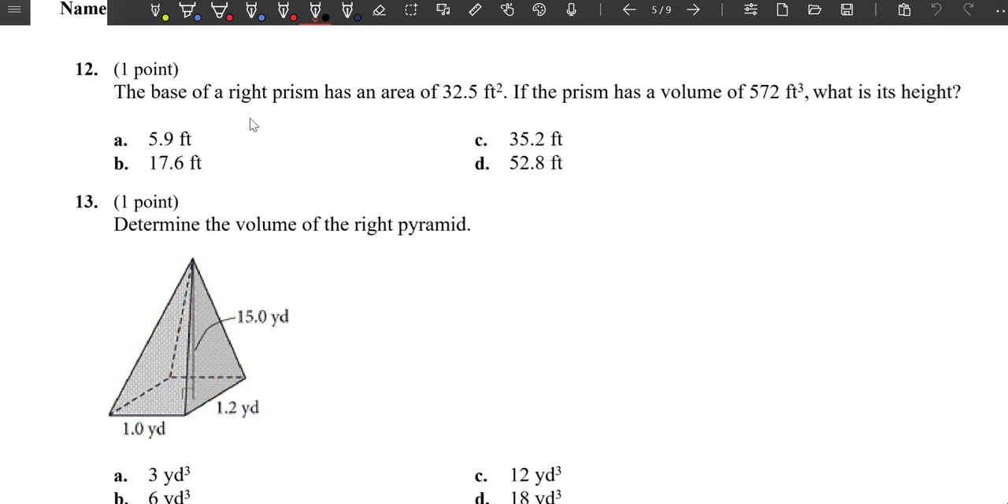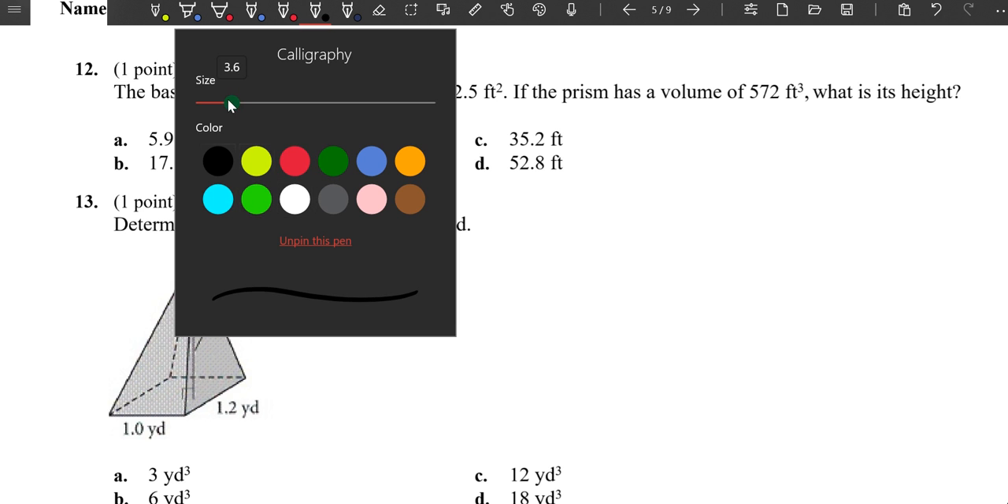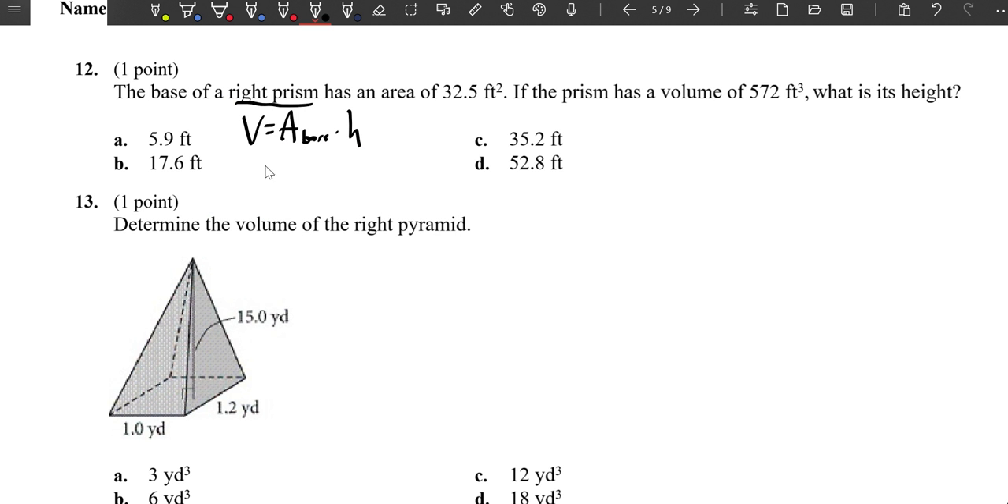So what's the formula for volume of a right prism? It is going to be area of the base times height. This pen is too thick. So the area of the base we know, it's 32.5 square feet. And with the volume we know, it's 572 cubic feet. And these are already in feet, right? Square feet and cubic feet, but still just feet.